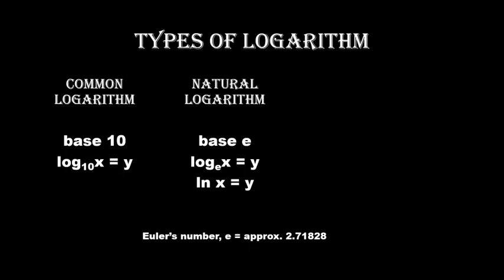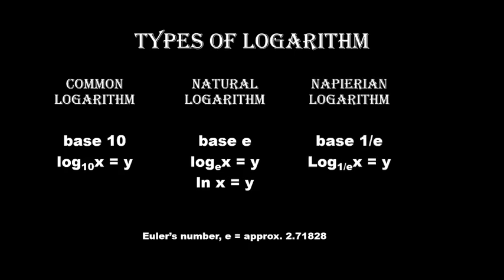And the third type is the Naperian logarithm, which is a base 1 over e logarithm. The general format is log x base 1 over e equal to y. Okay, so the Naperian logarithm is a very special type. This is not commonly used in problem solving, except for problems that specifically require Naperian logarithm. But for most problems, we only use common or natural logarithm. Okay, so those are the three types of logarithm that you need to familiarize yourself with.